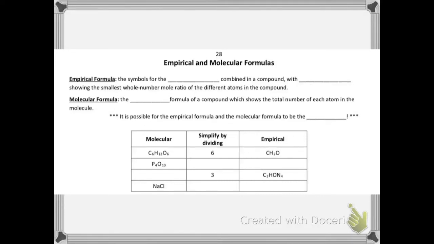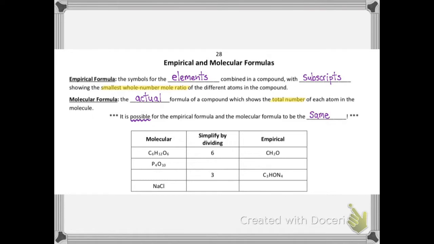Let's talk about empirical and molecular formulas. An empirical formula shows the symbols for the elements combined in a compound with subscripts showing the smallest whole number mole ratio of the different elements. The molecular formula, on the other hand, is the actual formula of a compound, which shows you the total number of each atom in that given molecule. Please note that it is possible for the empirical and molecular formula to be the same.